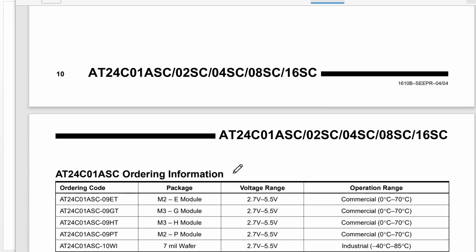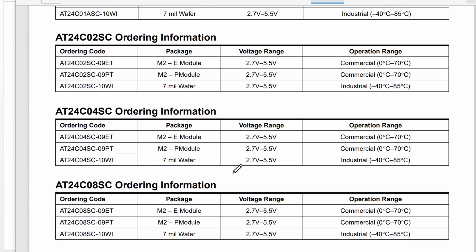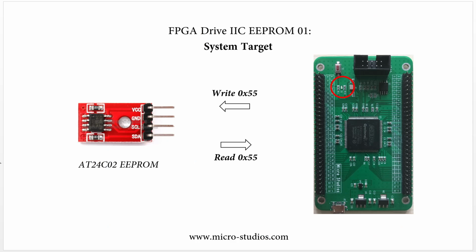That's it for the data sheet. We will come back to see the details, and then we will write the code, where we will program the FPGA to drive the EEPROM according to the data sheet. So this is our system target for the FPGA driver I2C EEPROM.